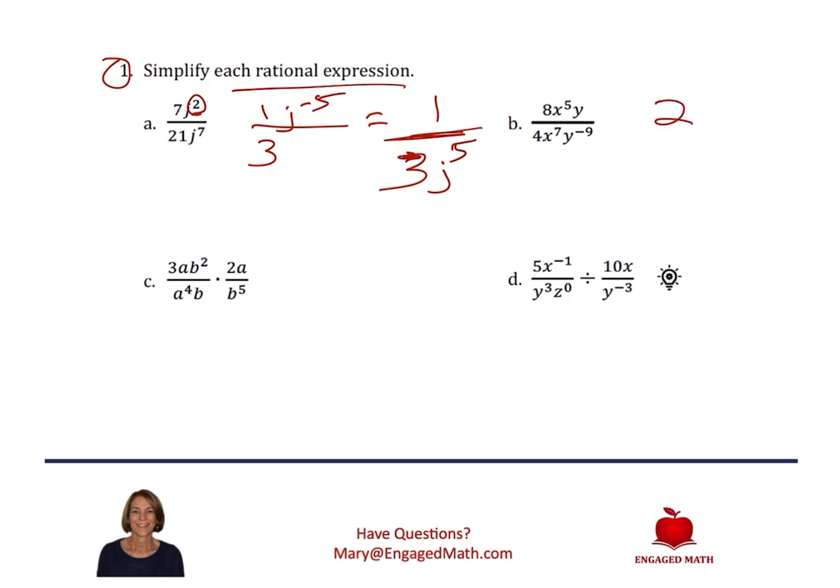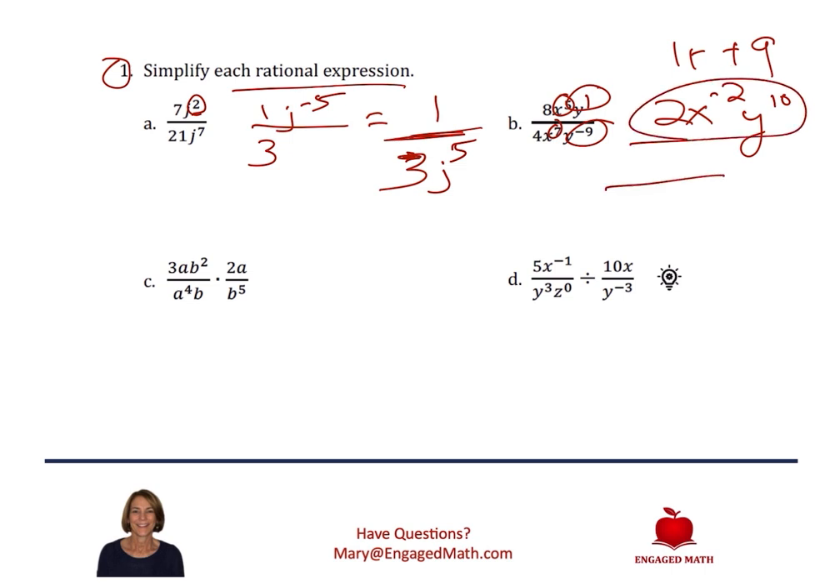8 over 4 becomes 2. X to the 5th over x to the 7th becomes 5 minus 7, so it's x to the negative 2nd. There's really a 1 here, so it's y to the 1 minus a negative 9. So 1 minus a negative 9 becomes 1 plus 9, or y to the 10th. So the only part of this expression that has to go into the denominator for our final answer is the x, because that is the only thing being raised to a negative exponent. The numerator stays with 2y to the 10th, and the denominator becomes x to the positive 2.